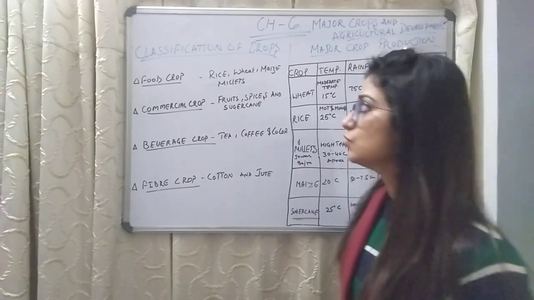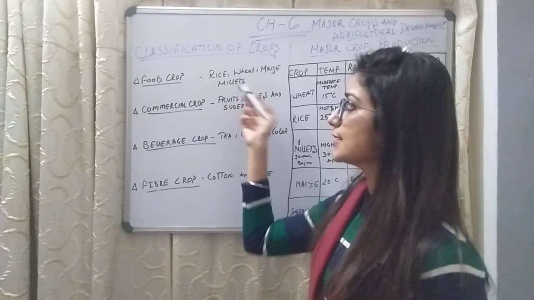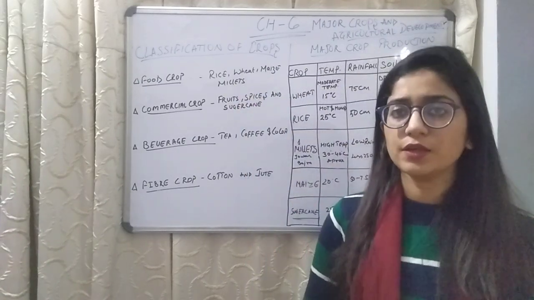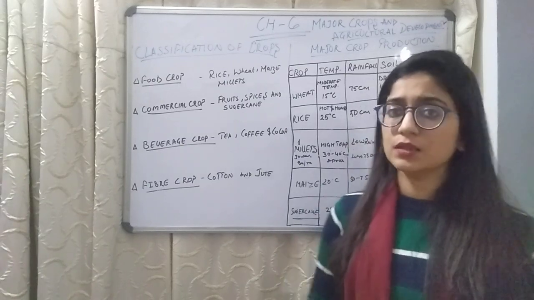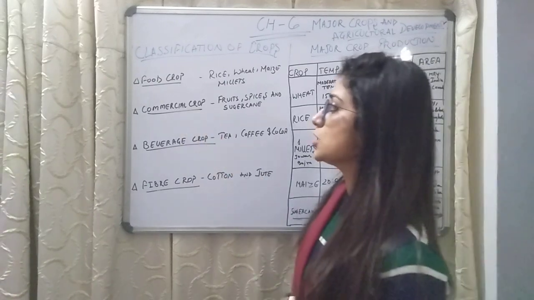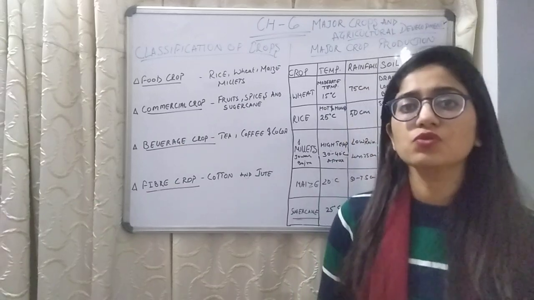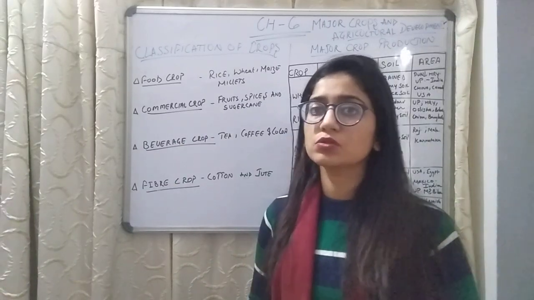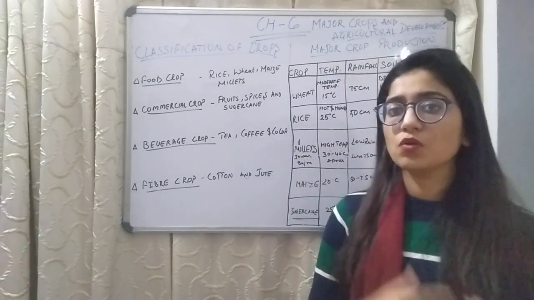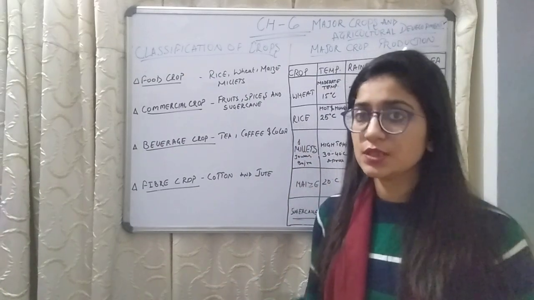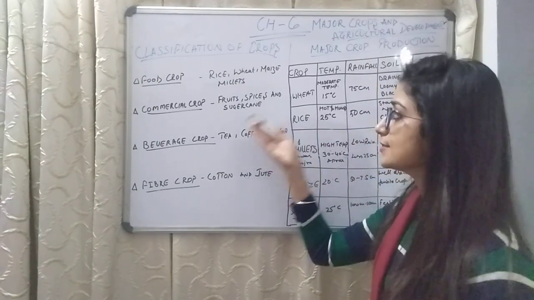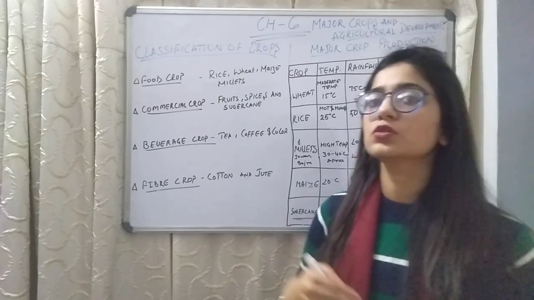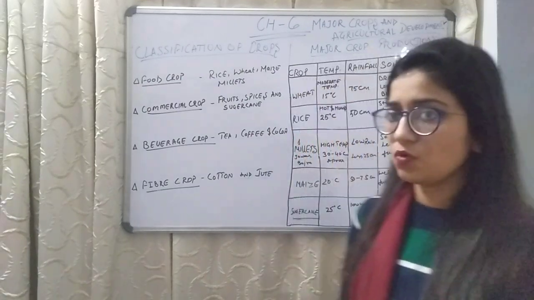So what are the food crops? Like rice, wheat, maize and millets, which are helpful for us and involved in our daily diet. Then commercial crops, which are used for the purpose of business and are moved through the factories, and these are like fruit, spices as well as sugarcane. Here the production is also exported and imported.